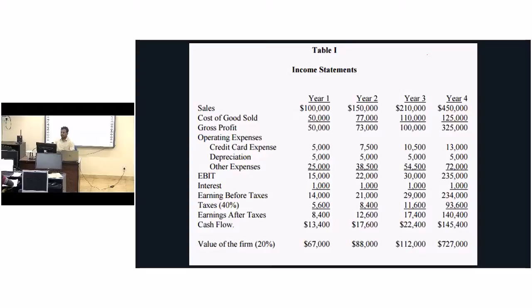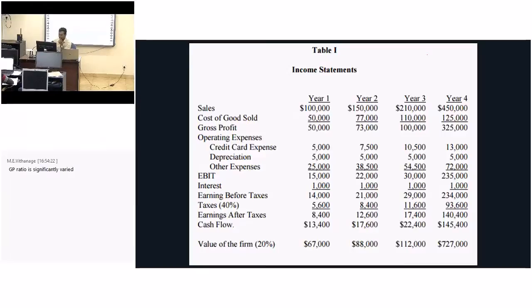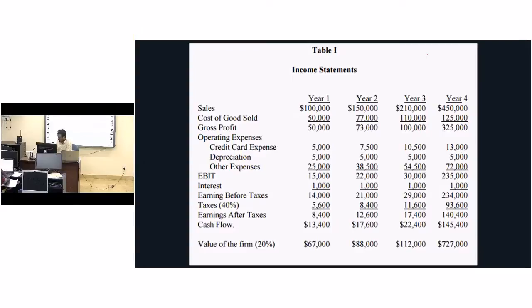With this I can actually guess your financial accounting sense. Yes, one statement you said: the GP ratio is significantly varied. Look at the point. Yes, it's true, the GP ratio is significantly varied. Okay, what else? Is there any problem that I told you previously in this financial statement?